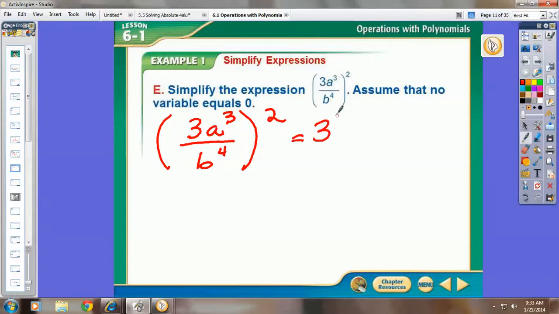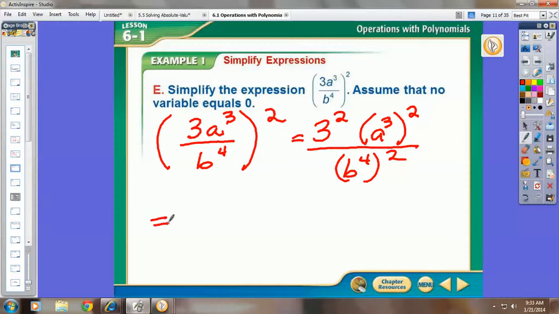So we have 3 squared. We have a cubed squared. And we have b to the 4th squared. You could do that one in your head. What is 3 squared? Is that 3 times 2 or 3 times 3? 3 times 3 is 9. Here we have a cubed squared. We're raising a power to a power. Power to a power, what do we do? Multiply. 3 times 2 is 6. So we have 9, a to the 6th, divided by b to the 8th. 4 times 2 is 8.